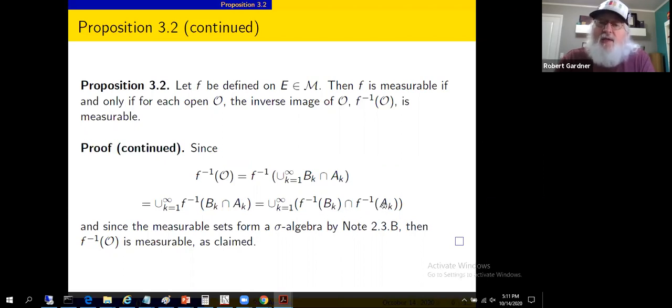We commented on the last slide that f inverse of B sub k and f inverse of A sub k are both measurable. So we've written the inverse image of O as a countable union and countable intersections of measurable sets. So it's measurable. That is, f inverse of O is measurable using the sigma algebra properties that we have of measurable sets. And that was the converse, the other claim we were trying to show.